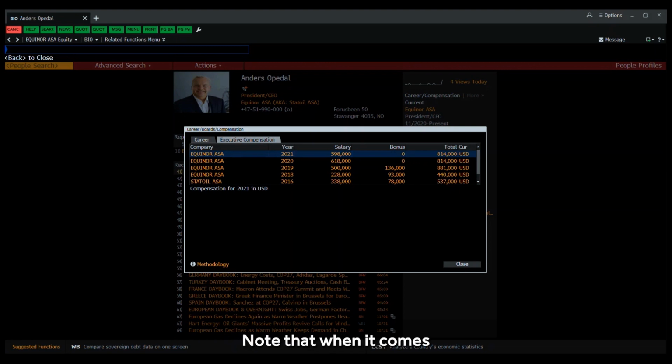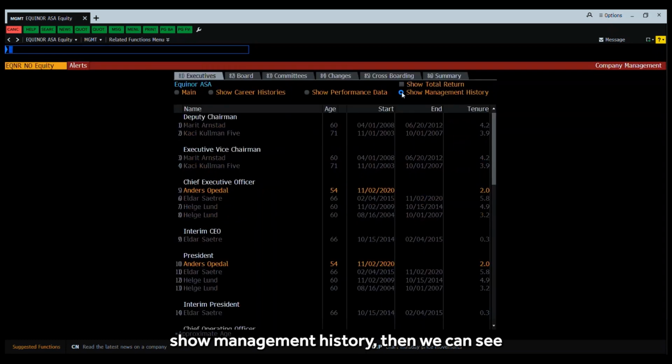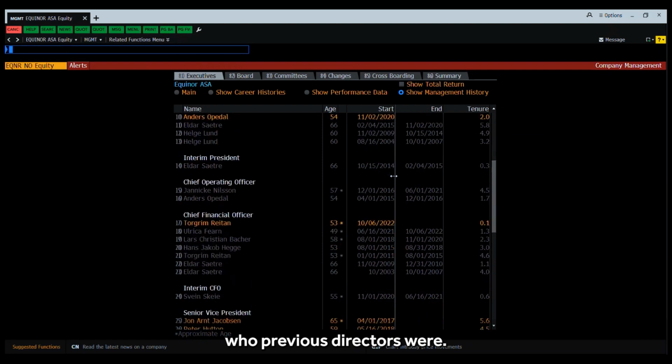Note that when it comes to executive compensation, Bloomberg isn't giving us any details on share options and those sorts of things. So in order to see what sort of options packages, what sort of incentives packages are being offered, we would probably need to go to the company reports. Another useful thing we can do from the MGMT page is if we click on Show Management History, then we can see who previous directors were.